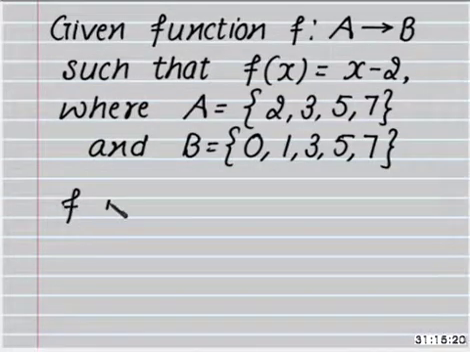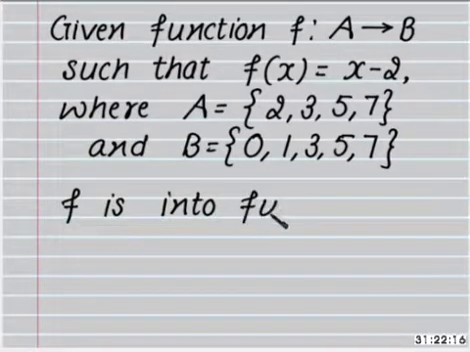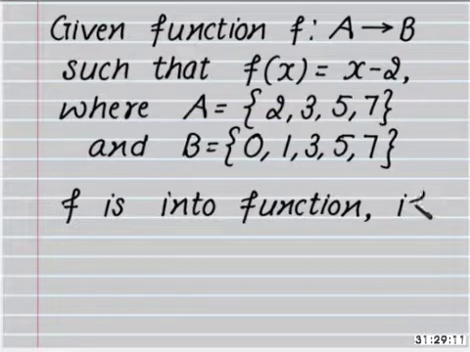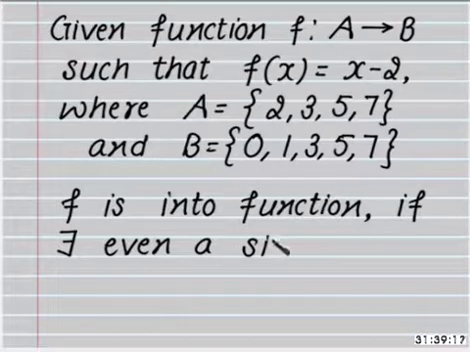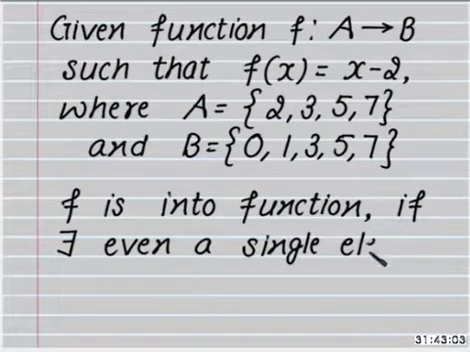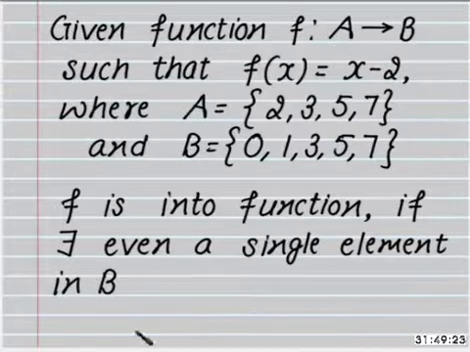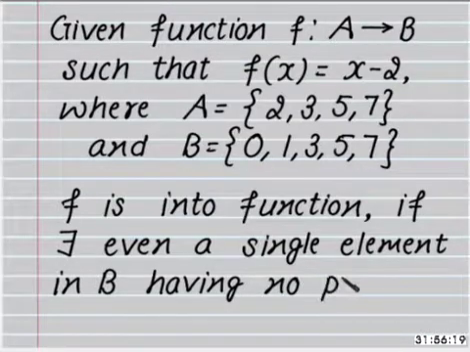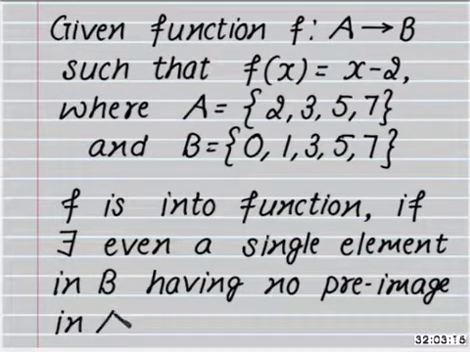So here f is an into function if there exists even a single element in codomain B having no pre-image in domain A.